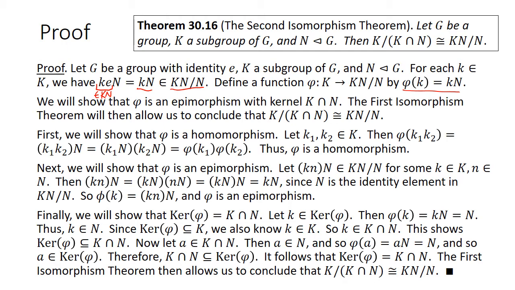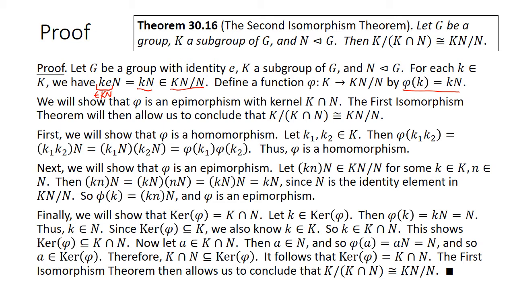Okay, so we're going to show that this phi function is an epimorphism, and we're going to show that it has the kernel of K intersect N. And then what that's going to do for us is it's going to allow us to use the first isomorphism theorem to conclude that K mod the kernel of phi is isomorphic to the image of phi, which is going to be Kn mod N.